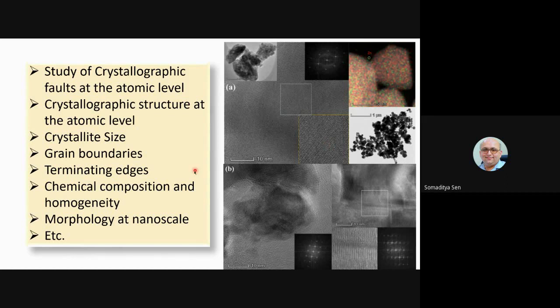So what can we learn from HRTEM? We can have a crystallographic study of the crystallographic faults at the atomic level. You can get an idea of the crystallographic structure at the atomic level, crystallite size, grain boundaries, terminating edges, chemical composition, homogeneity, and morphology at the nanoscale.